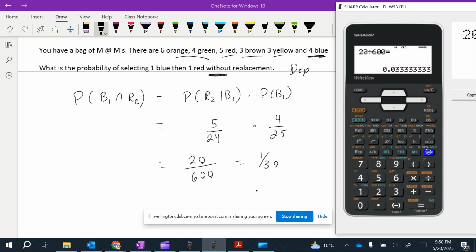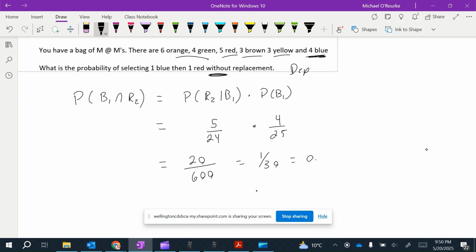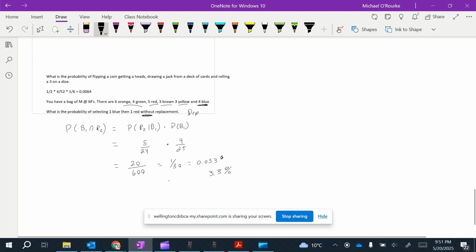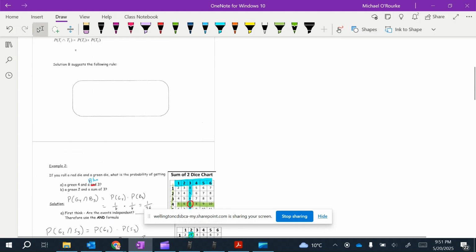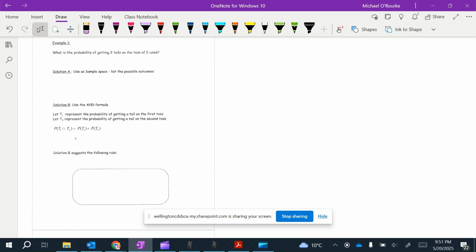That's 1 over 30, or 0.033, or a 3.3% chance of that happening. Okay, so the big thing is when you're looking at the and, you have to figure out if it's independent or dependent and use the proper formula.